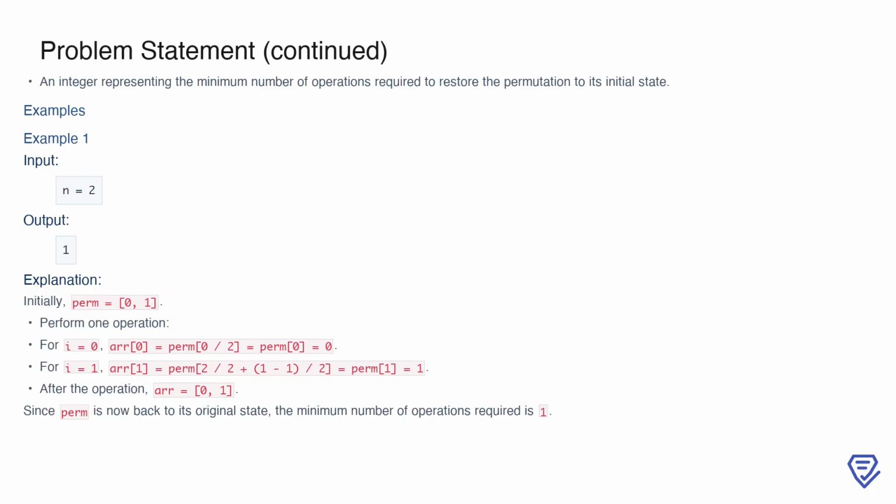In the first example, we have n equals 2. Initially, perm equals 0, 1. If we perform the operation, for i equals 0, the value at ARR[0] becomes perm[0], which is 0. For i equals 1, the value at ARR[1] becomes perm[1], which is 1. After completing the operation, ARR is 0, 1, which matches the original permutation. Since only one operation was needed to restore the permutation, the output is 1.